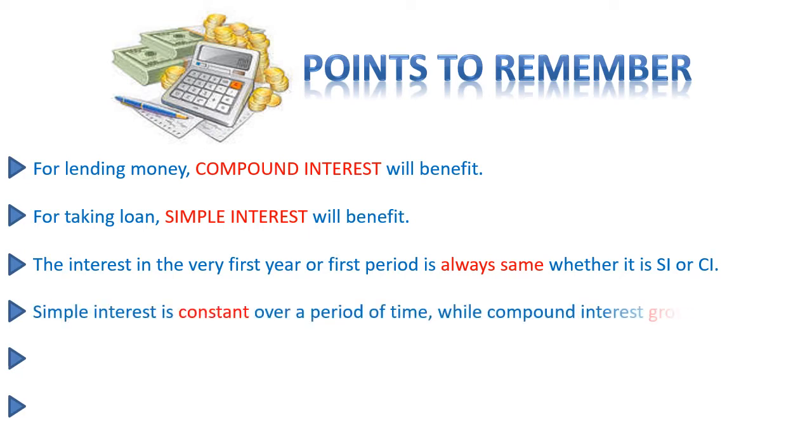The simple interest is constant over a period of time, while compound interest grows. At what rate does it grow? It grows at the rate of R. जो भी rate of interest होगा, उस rate से वो grow होता है.